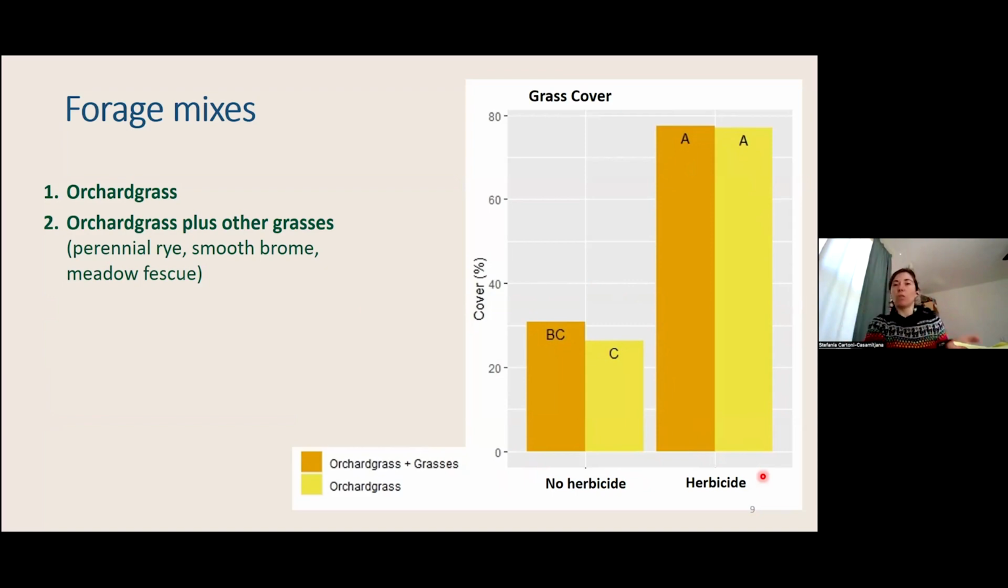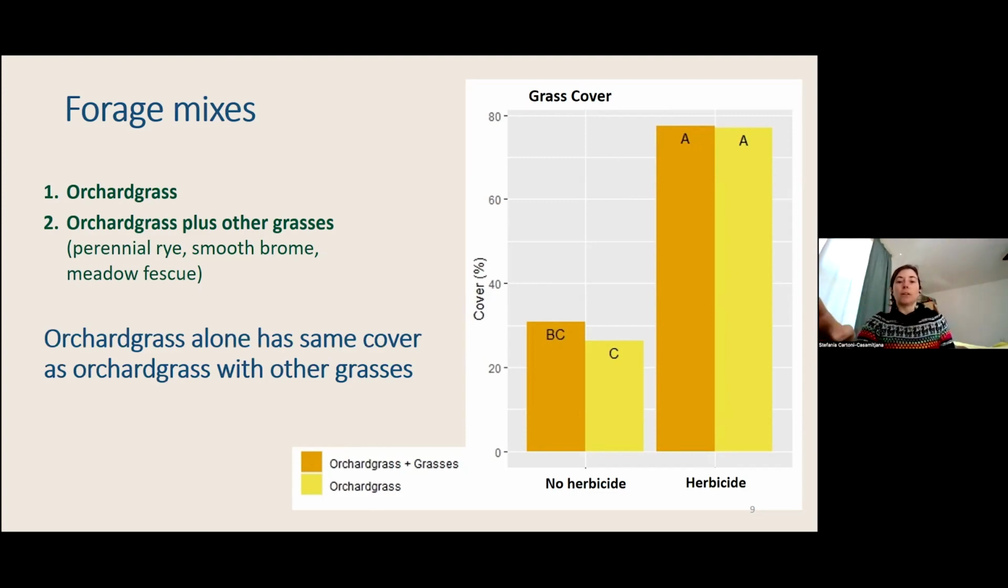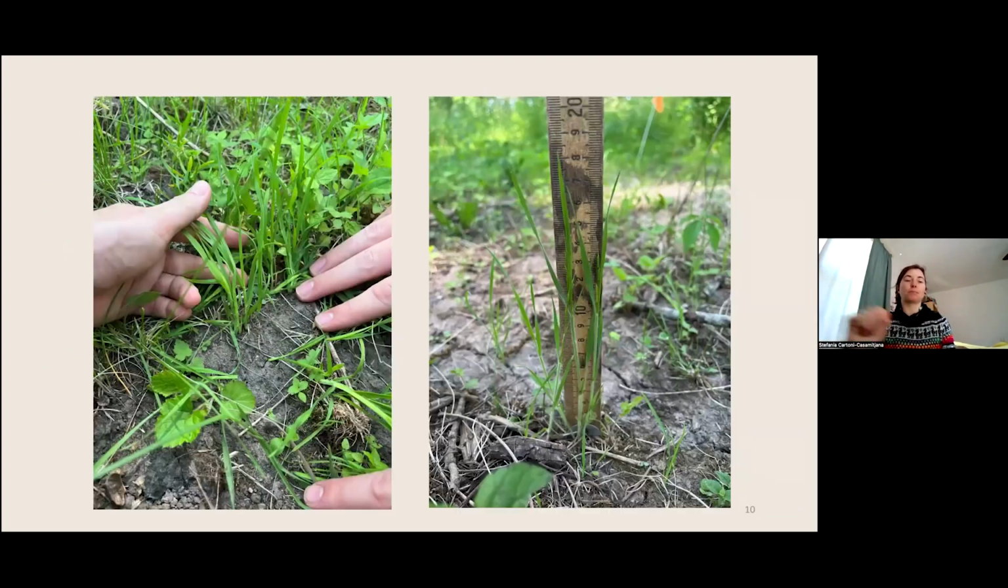And whether we added other grasses or not, the grass cover was the same. So there wasn't a really big difference, which is very interesting. So we could technically add these other species, perennial rye, smooth brome, and meadow fescue, if the farmer wanted, or if it was better for the species that they are using for livestock. And you will reach potentially the same cover percentage. So, main conclusion: orchard grass or other species is the same.